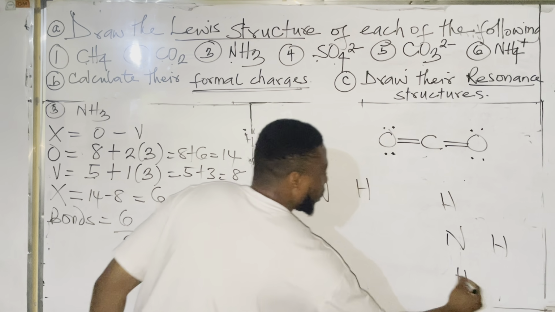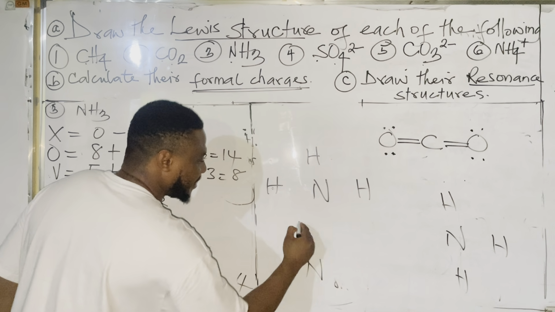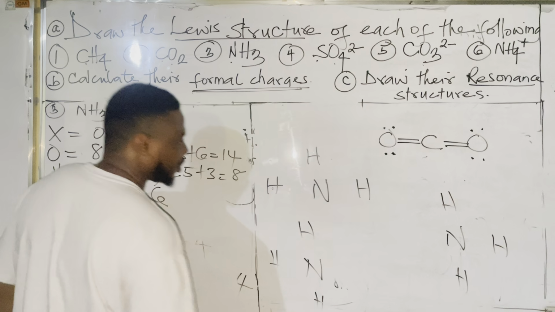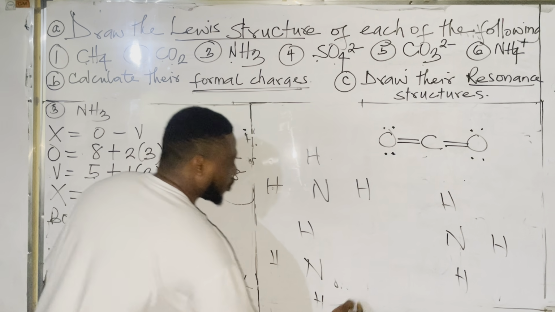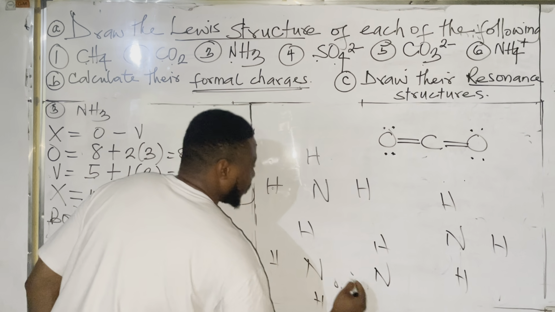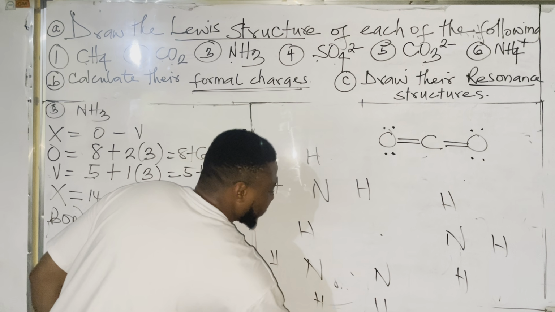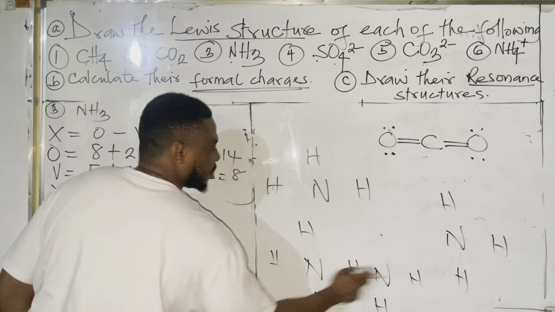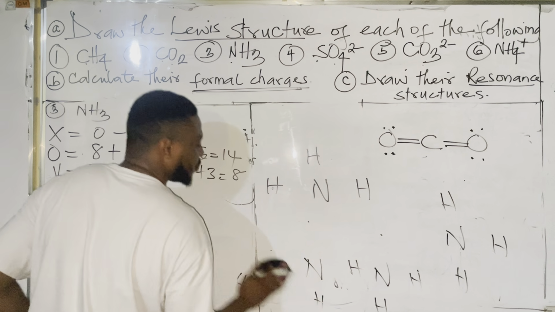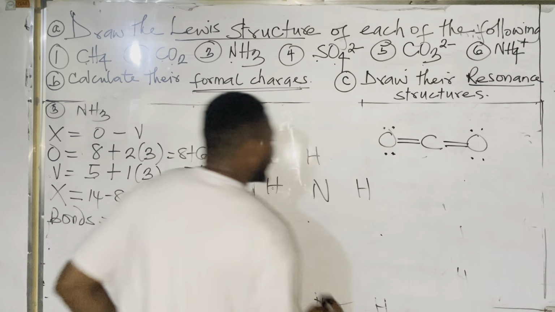NH, H, H. It's still correct. It can also be like this. NH, H, H. You can also say NH, okay? You can put this hydrogen here, then these 2 hydrogens here, then down. But now let's work with the first one I drew.